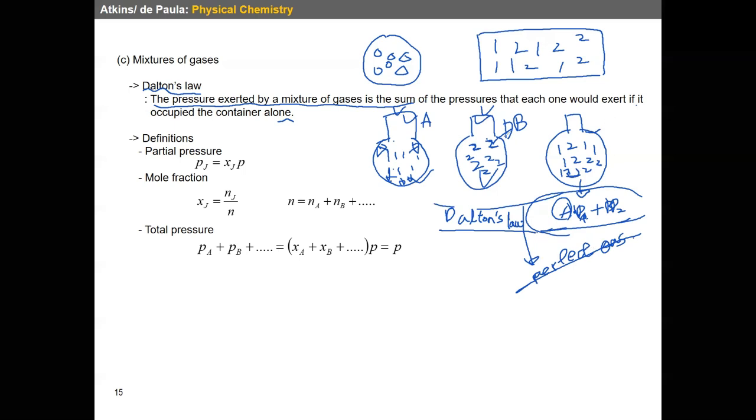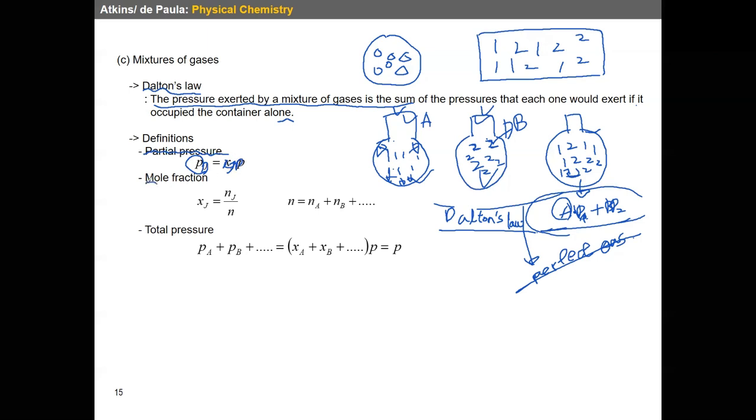So this is the basics of Dalton's law. Let's see more details about it. The partial pressure for this molecule J, Pj, is the number of atoms and the pressure which can be exerted by one single gas molecule, gas atom.